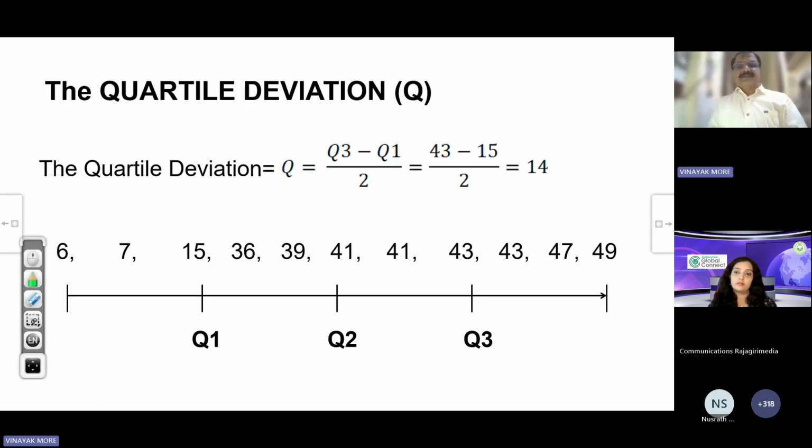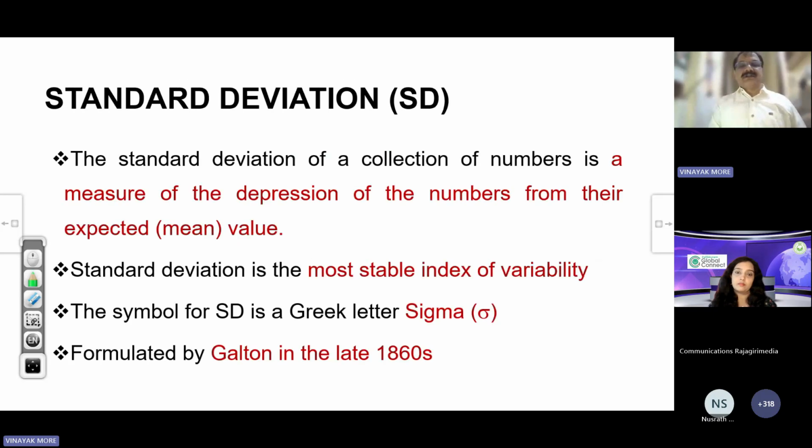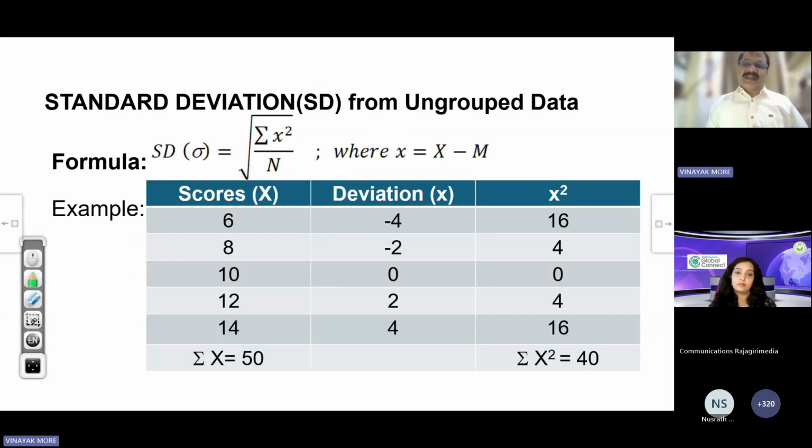Okay, this is again illustrated the same way. The data is arranged like this, so Q1, Q2, Q3 we found. Next one is standard deviation. This is the most famous measure of dispersion or variability. It is the most stable index also. It is denoted by the symbol SD or the Greek letter sigma. It is the square root of variance, actually.